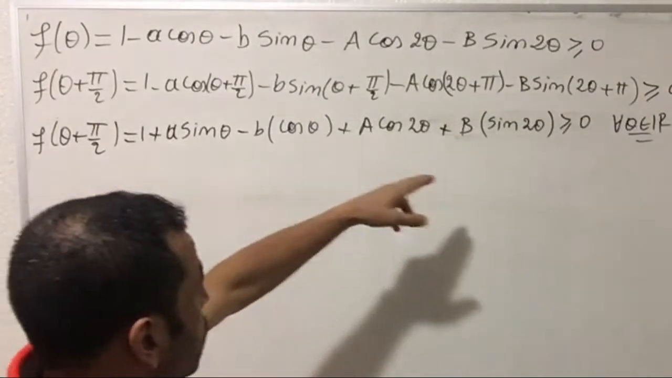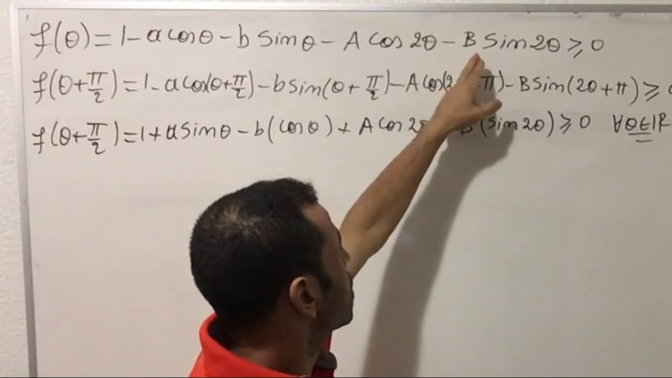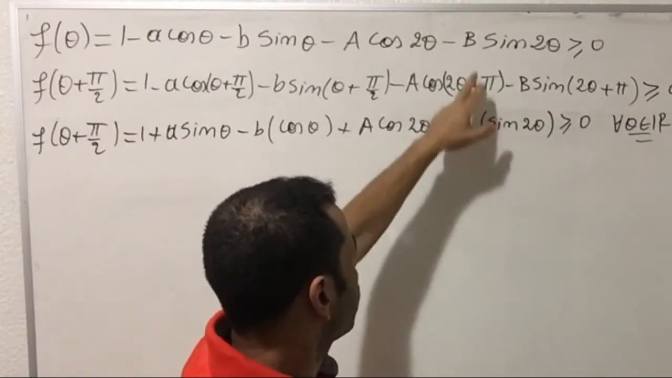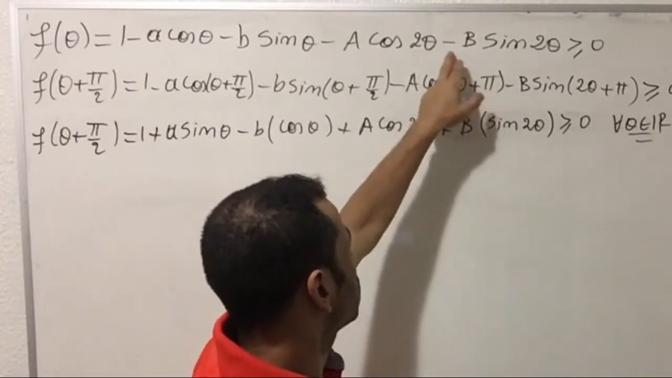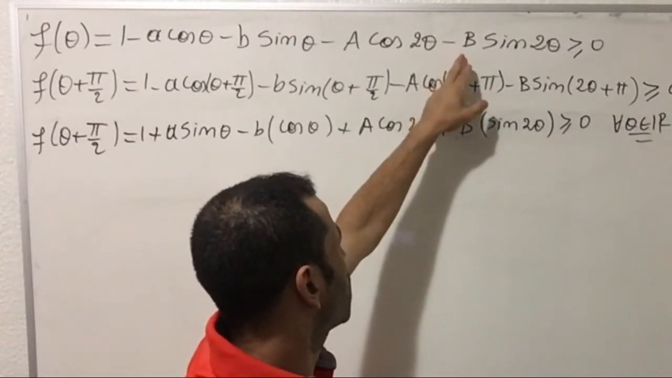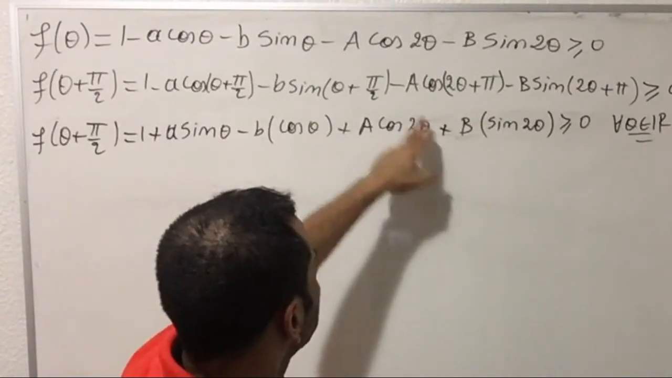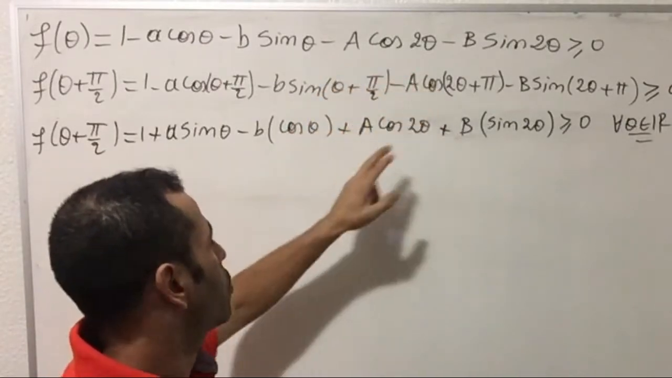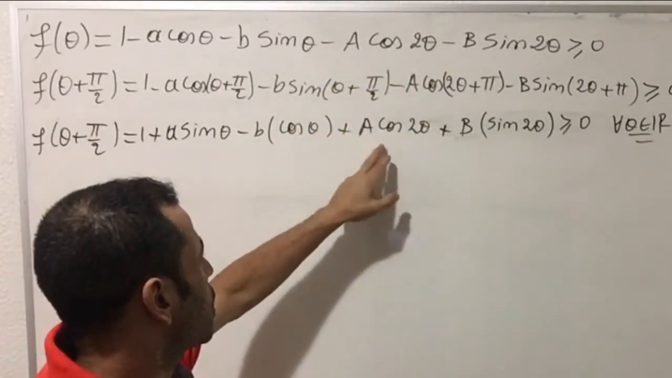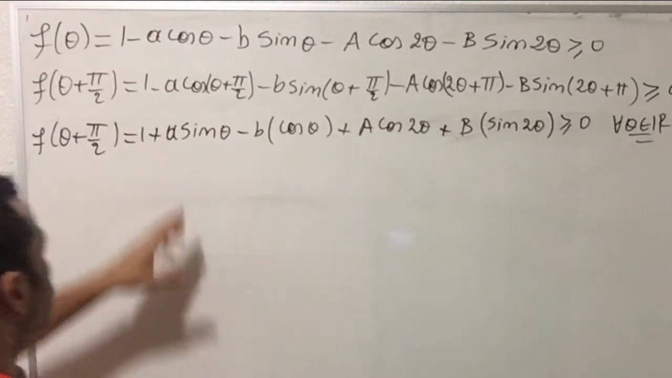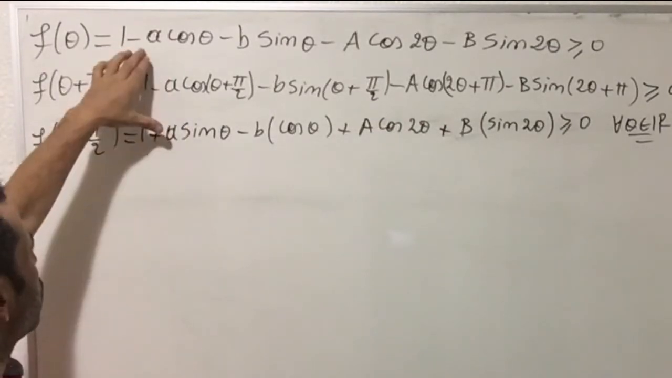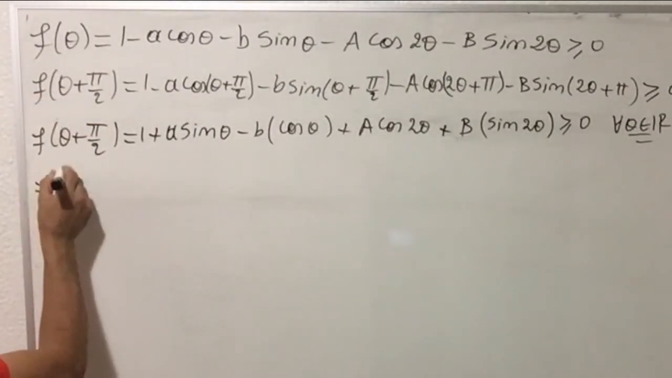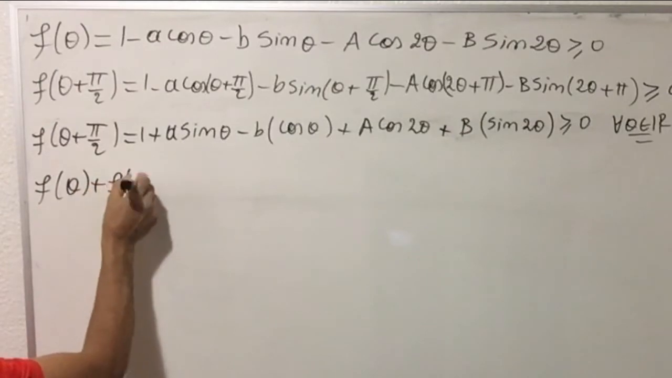If you take a look at the last term, we have minus capital B sine 2 theta with this plus capital B sine 2 theta. If you add them together, it will be cancelled out because the first one is a minus sign, the other one is a plus sign. So the same thing with cosine 2 theta. We have minus capital A cosine 2 theta with this plus capital A cosine 2 theta will be zero. So I will have only these terms left, okay? So now I'm going to add them together, f of theta plus f of theta plus pi over 2.